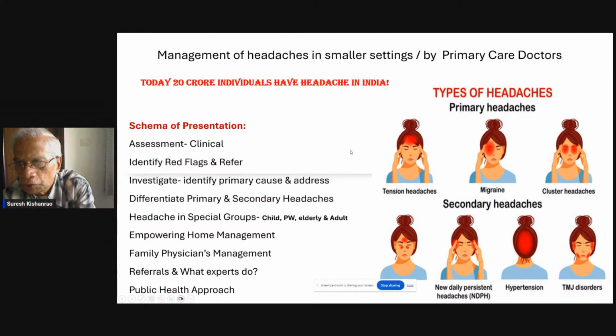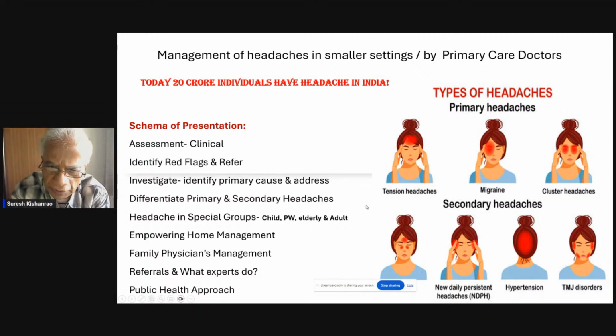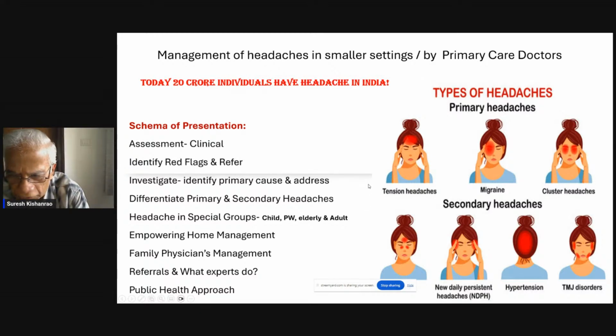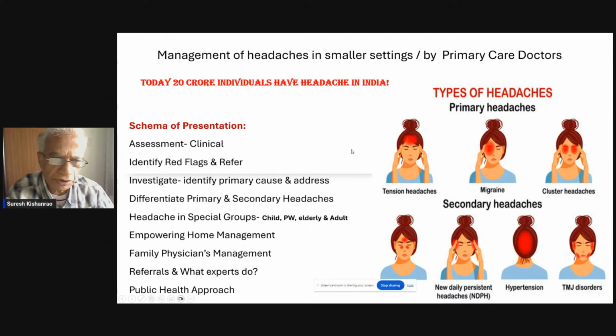Basically, headaches are of two types, as you can see in the picture: primary headaches and secondary headaches. Secondary headaches usually follow certain infections in the body, maybe other conditions like hypertension, neuralgias, and some daily persistent headaches because of other pressures. What we will be talking about today mostly is the primary headaches, which are categorically three or four varieties.